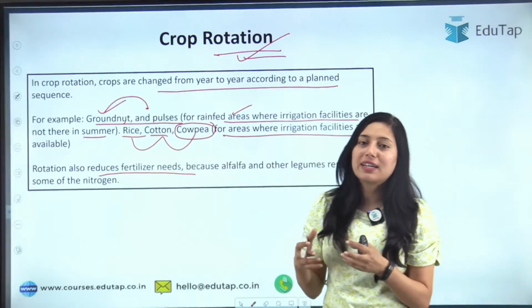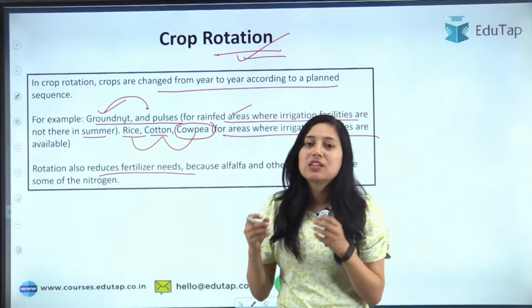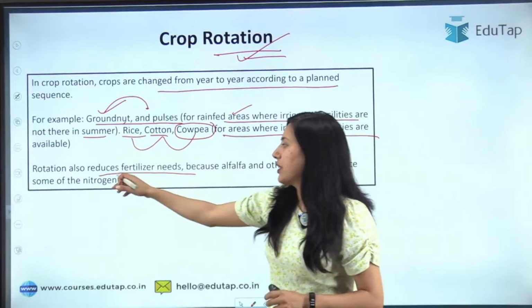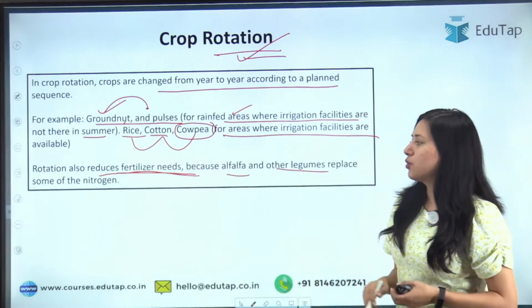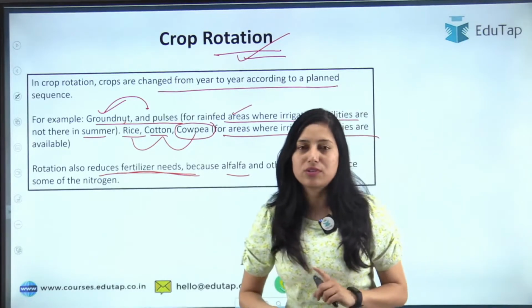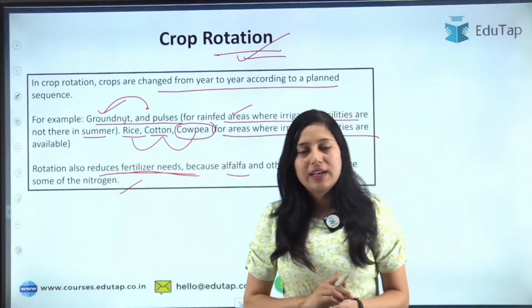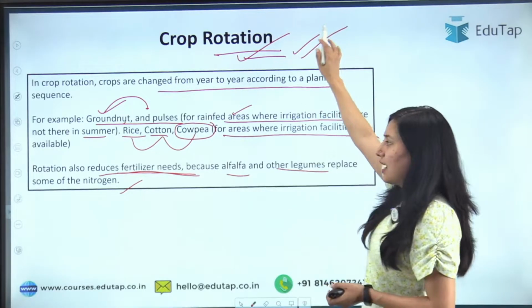Now if soil fertility is enhanced by the legumes or these crops, we are less dependent on fertilizer. That is why it is written here that rotation reduces the fertilizer need, because alfalfa and other legume crops can replace some of the nitrogen from the atmosphere to the soil. Clear? So that is the very first thing you have to remember regarding crop rotation.